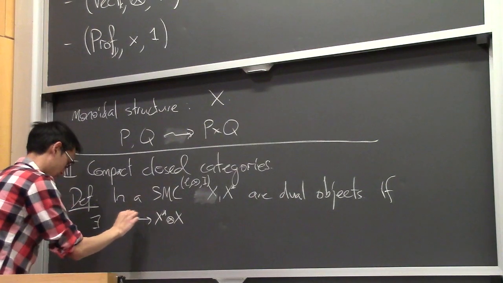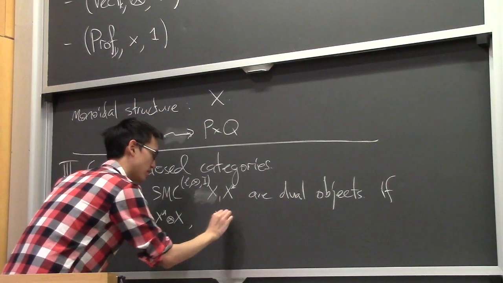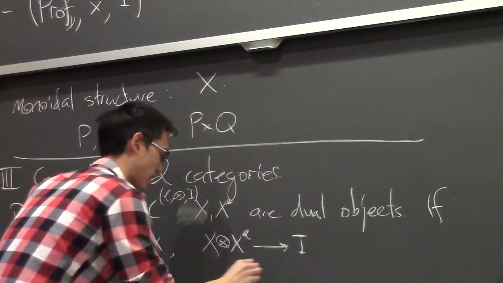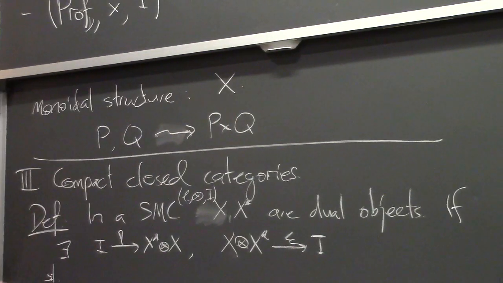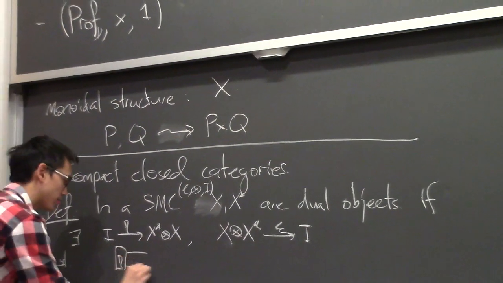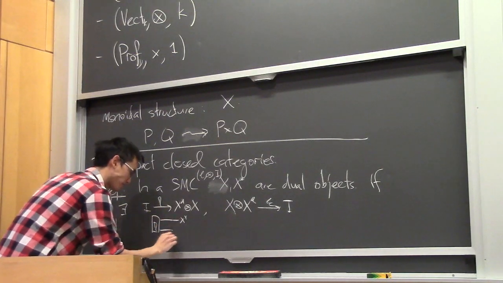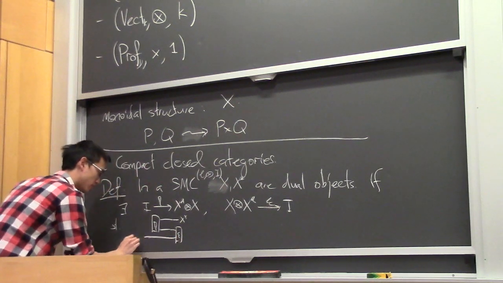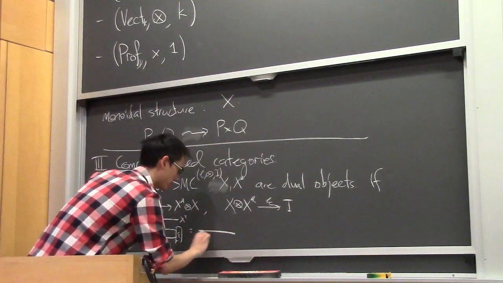and we're going to call this the unit, eta. We also have a morphism from X tensor X dual to I, which I'm going to call epsilon, such that in string diagrams, eta can be written as the morphism from the monoidal unit to X dual tensor X, and we can perform this composition with epsilon. Now we have a map from X dual to X dual, and I want this to be the identity on X dual.